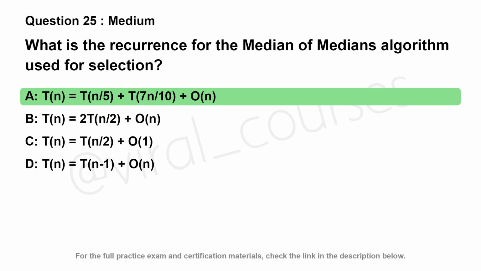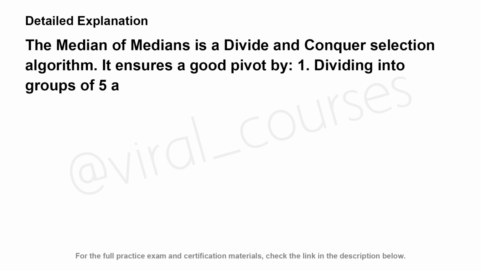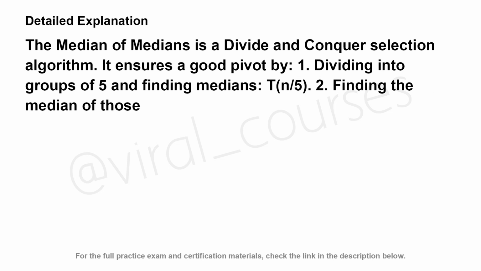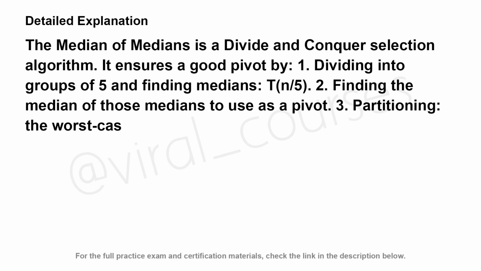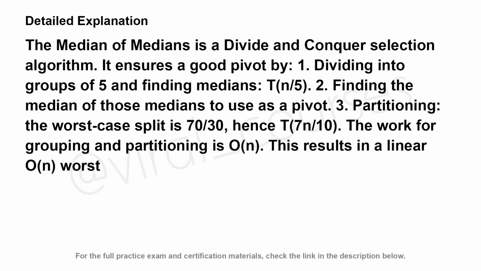The correct answer is A. The median of medians is a divide and conquer selection algorithm. It ensures a good pivot by: 1. Dividing into groups of 5 and finding medians, T(n/5). 2. Finding the median of those medians to use as a pivot. 3. Partitioning. The worst case split is 70/30, hence T(7n/10). The work for grouping and partitioning is O(n). This results in a linear O(n) worst case time complexity.